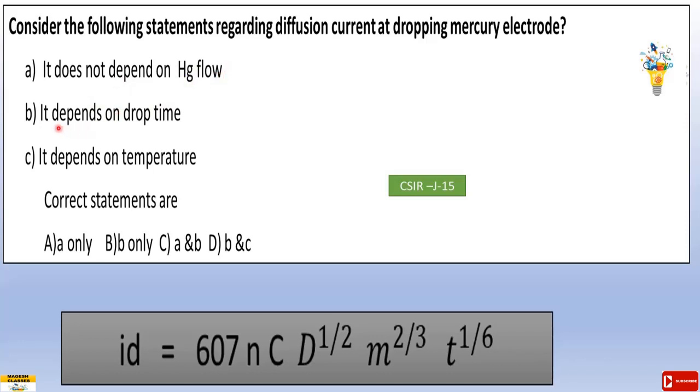Then, it depends on the drop time. The time t is there in the equation, so it is a correct statement.